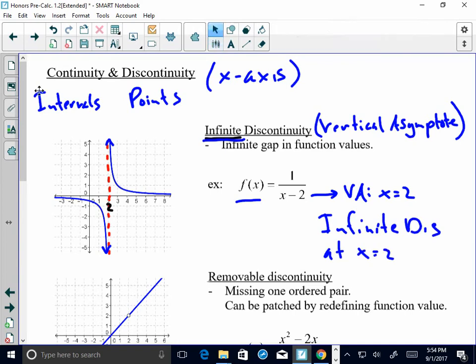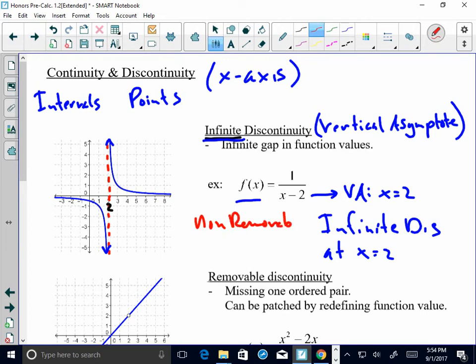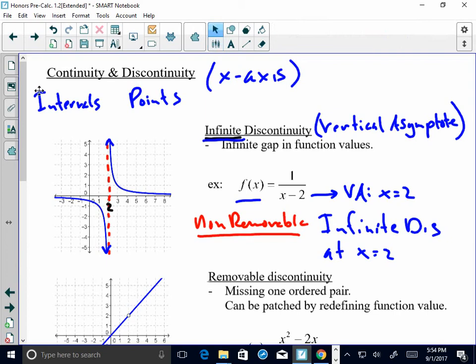In general, we're going to say that infinite discontinuity is non-removable. And the reason we're going to say that is because there's no way we can redefine the function at the x value of 2 to connect the two pieces here, right? There's always going to be function values going up to positive infinity and down to negative infinity as the x values get closer and closer to 2, so there's no way we can connect those two pieces.